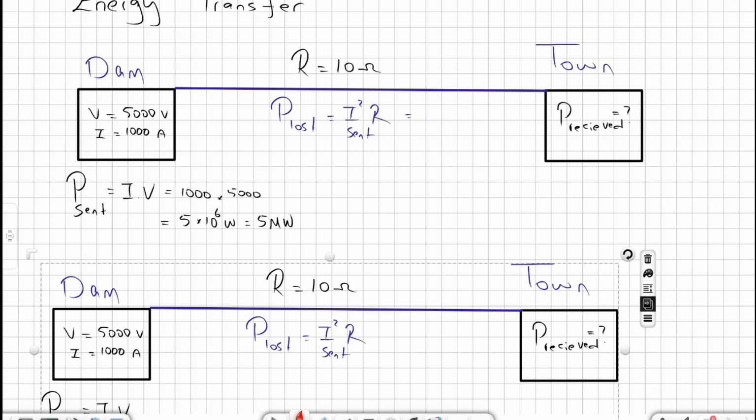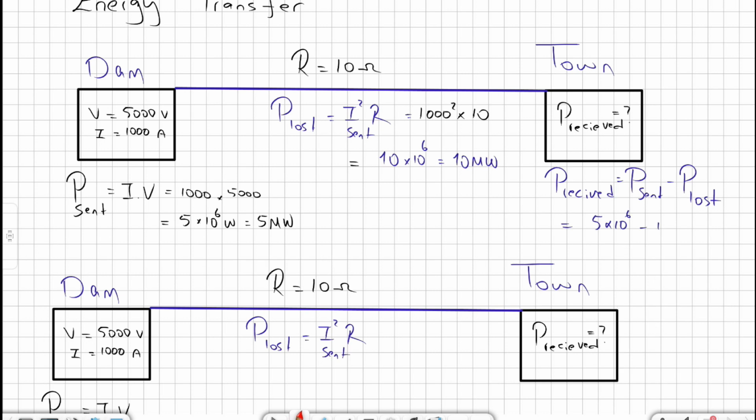Power lost is equal to I square times R. I is 1,000. Let's square it, multiplied by 10, which is equal to 10 times 10 to the power 6 watts. So the power lost is 10 megawatts. And power received is equal to power sent minus power lost, which is equal to 5 times 10 to the power 6 is the sent power, and 10 times 10 to the power 6 is the lost power. The answer will be minus 5 million watts or 5 megawatts. So simply the town will be in debt and will not receive any power.